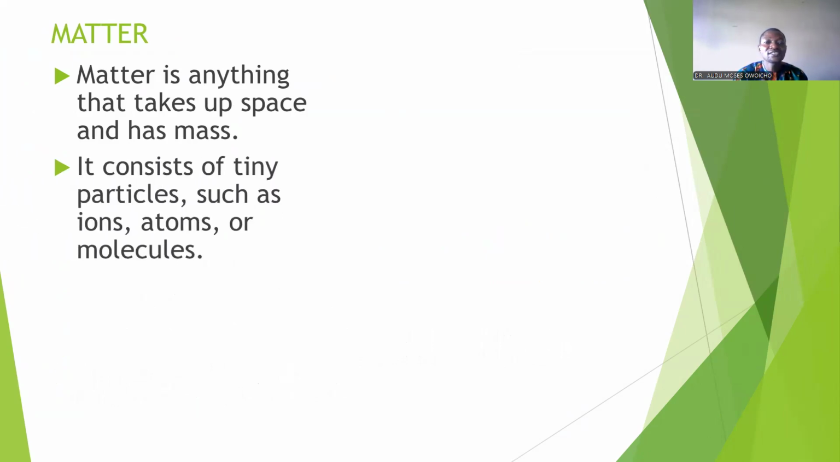What is matter? Matter is anything that takes up space and has mass. It consists of tiny particles such as ions, atoms, or molecules.